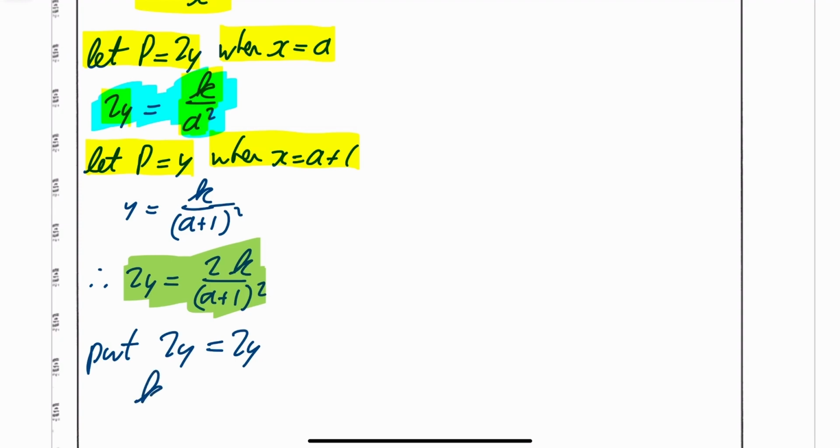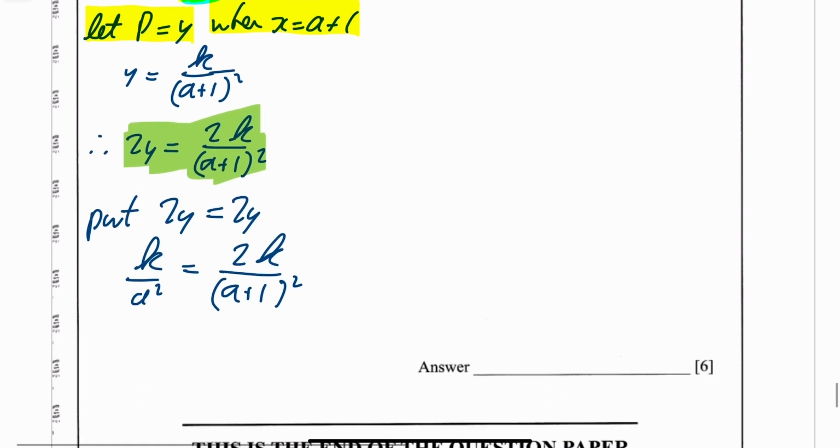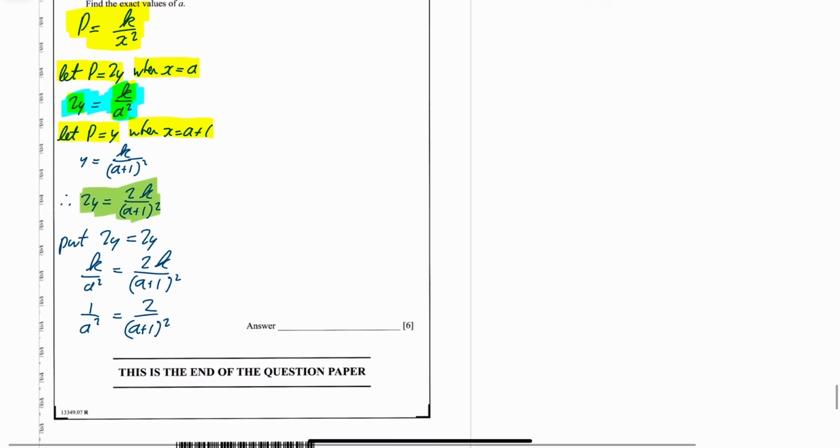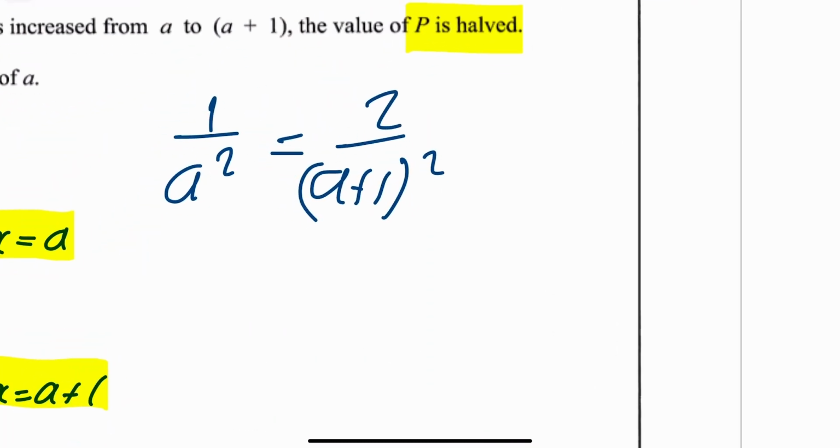So you're going to have k over a squared is equal to 2k over (a plus 1) squared. Then if you divide through by k, you're just going to have 1 over a squared is equal to 2 over (a plus 1) squared. And that's a wee bit of cross multiplying. So I'm going to write that down again, and I'll zoom in on it. 1 over a squared is equal to 2 over (a plus 1), and that's all squared. And we'll go from here, cross multiply. You're going to have (a plus 1) all squared is equal to 2 times a squared.